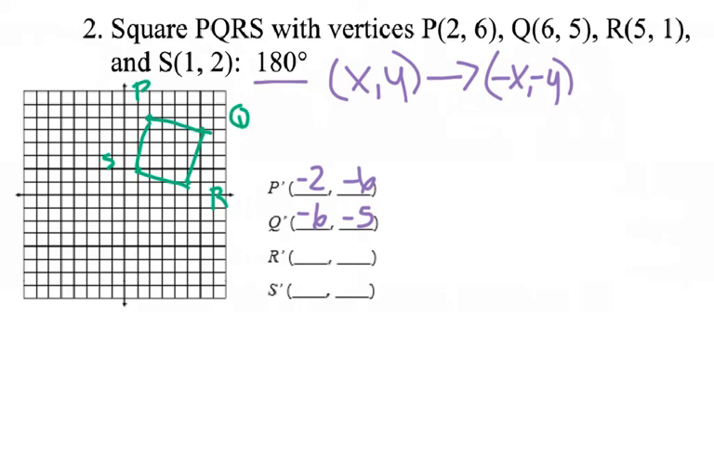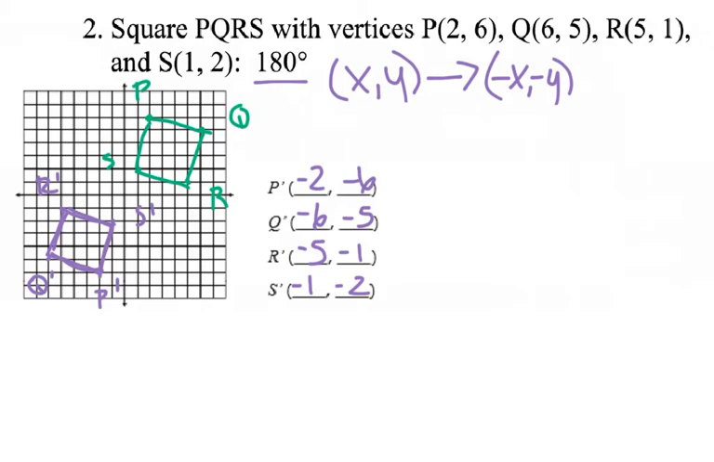Same thing with the next one. It started off with 5, 1. Changed to opposite signs. It's going to be negative 5, negative 1. And then the last one, the same thing. It started off with 1, 2. It'll now become a negative 1, comma negative 2. So I want you to go ahead and graph that, label it, and let's make sure that it is in the correct quadrant and it looks like it has turned.